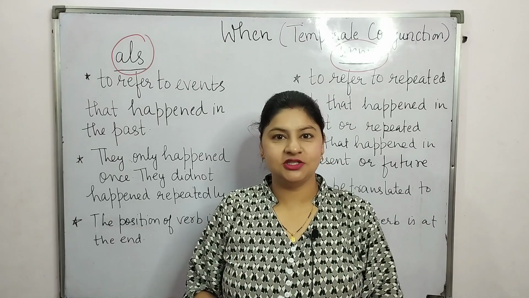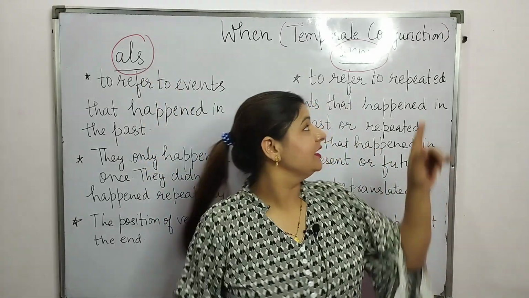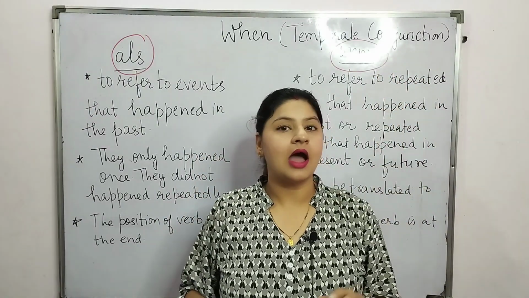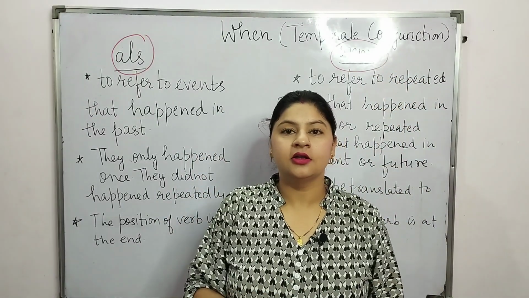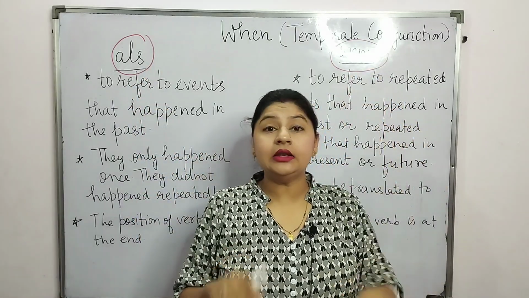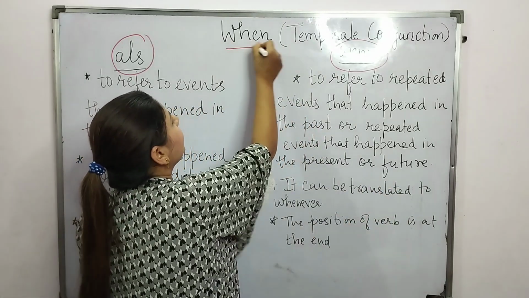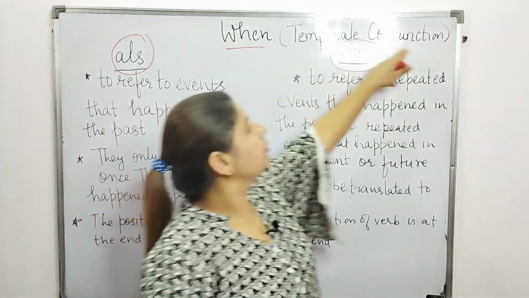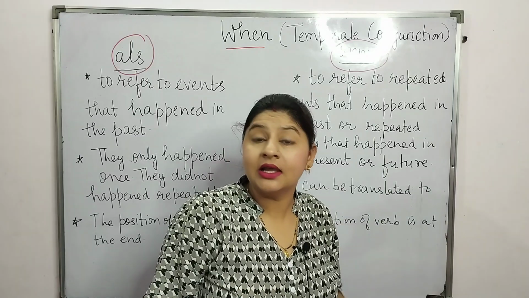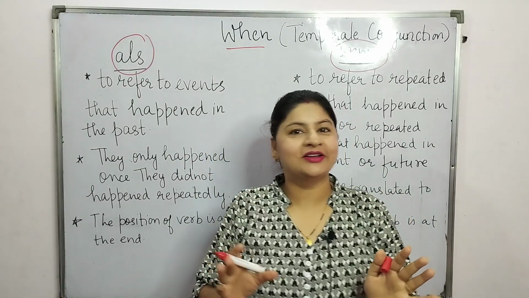So in today's video we are going to learn the difference between als and wenn. Als and wenn. The meaning of als and wenn in English is the same: when. So both are temporal conjunctions that we can use to relate the time framework.